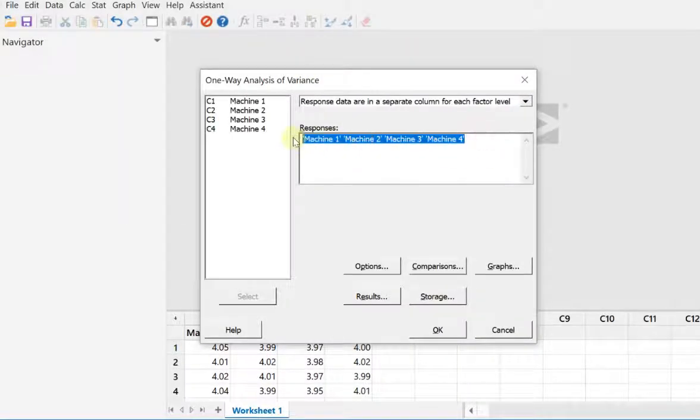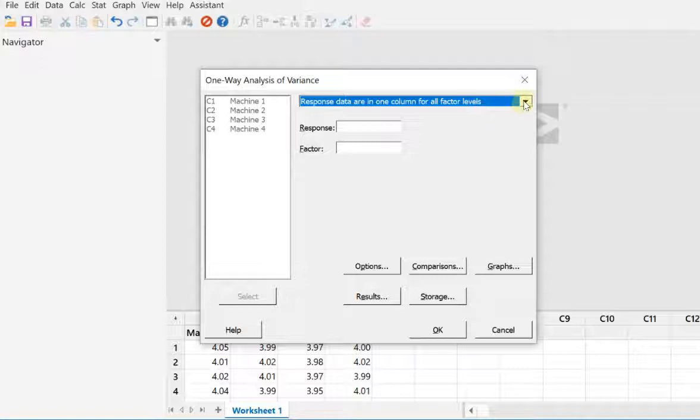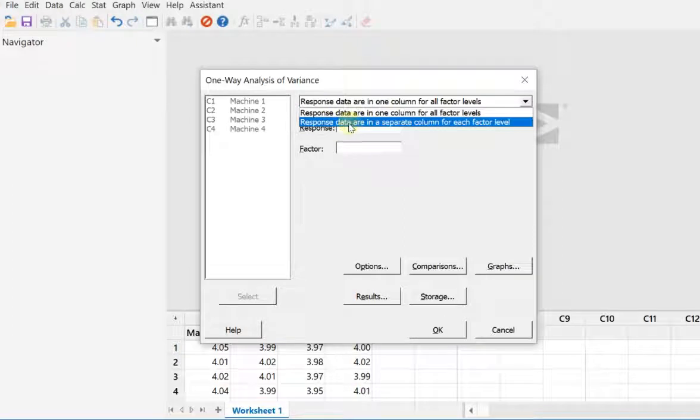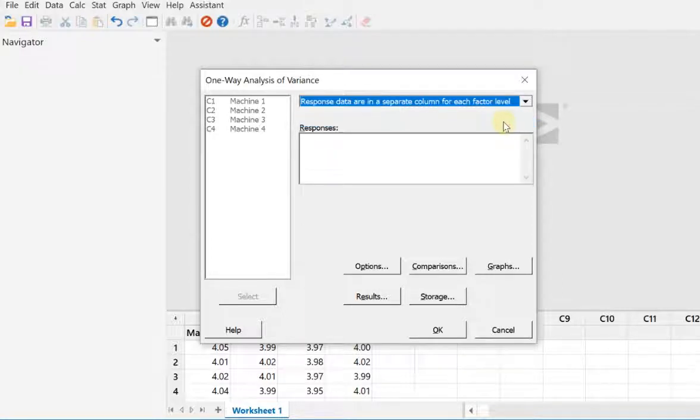Let me erase that, and let me just for now do that. Okay. In this drop-down, these are your choices. Response data: notice response means dependent variable. Response data are in separate columns for each factor level. That's exactly what we have, right? You see how they speak it exactly like we've made up our notes. Now, these are the 4 columns that are available here. When you left click once inside Responses, it activates these.